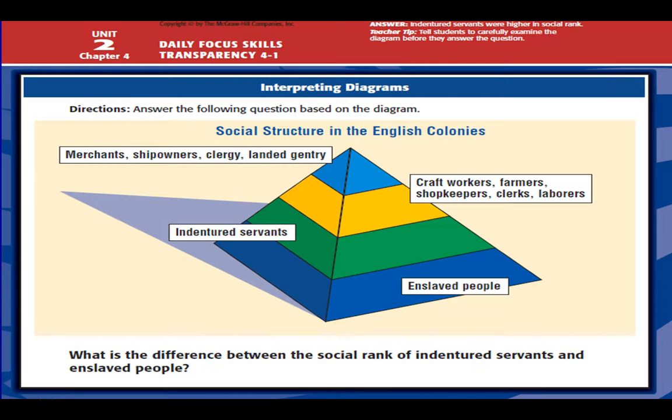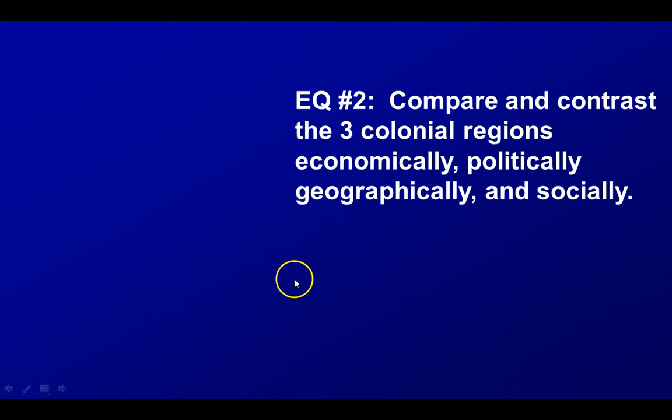Again, here's the graphic organizer that shows who's where in society. And again, as we talked about with Bacon's Rebellion, as that rebellion happened and the conditions in England improved, meaning fewer people wanted to be indentured servants and come to the New World, all of a sudden there was a shift toward enslaved people as being a little bit better and a little more profitable.